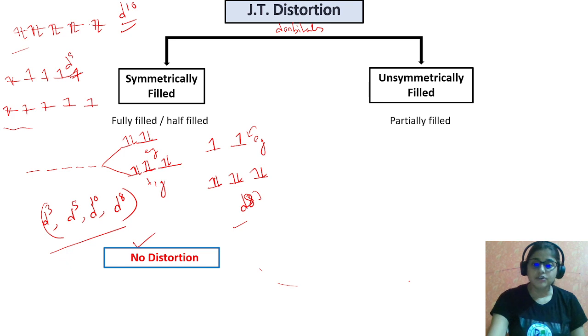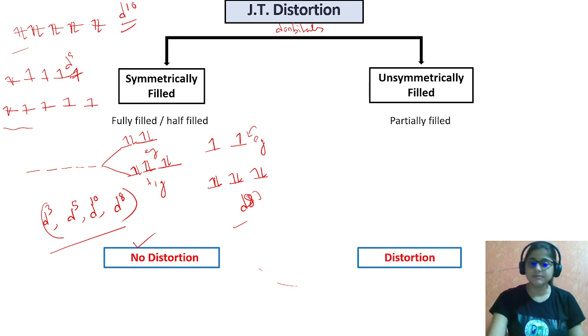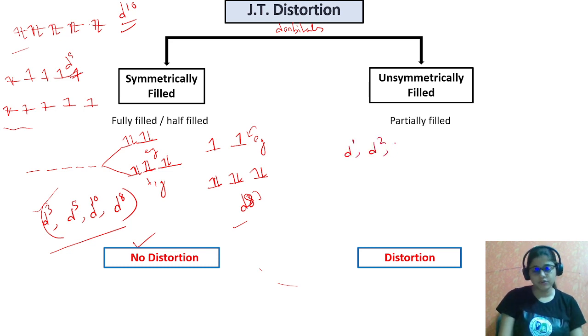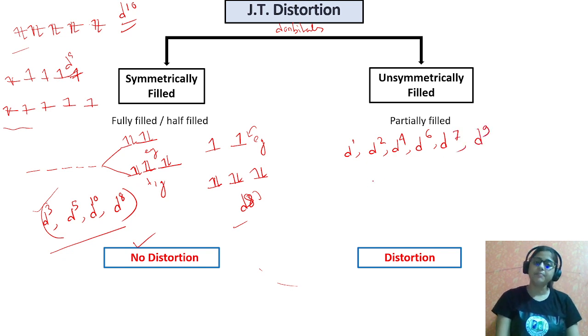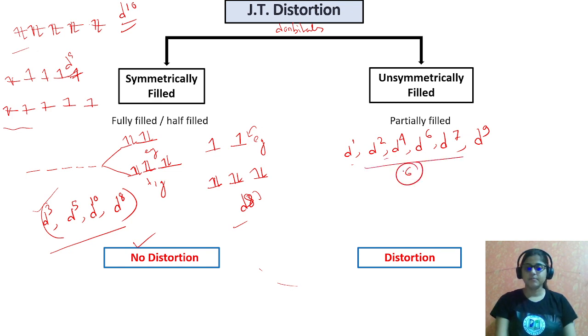Okay. So now partially filled, unsymmetrically filled means it can be any other than these. So D1 can be there, D2, D3, D4, D6, D7, D9. D5 and D8 will not be there. So 1, 2, 3, 4, 5, 6. Among them, high spin and low spin are also there.